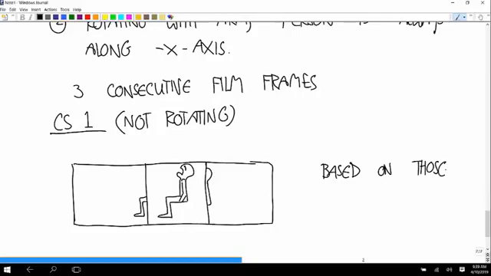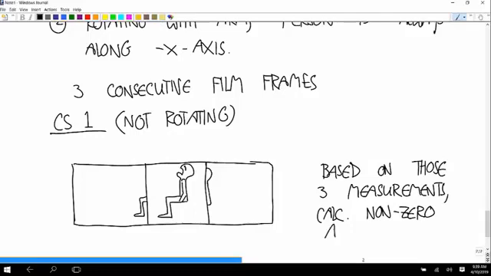Based on those 3 measurements, you can calculate a non-zero acceleration. Okay, you can see that the person's moving. If there's no tangential acceleration in the motion, if this is a constant speed, then you still see that there's angular velocity. You know that there's a length, so you can calculate the centripetal acceleration. Okay.